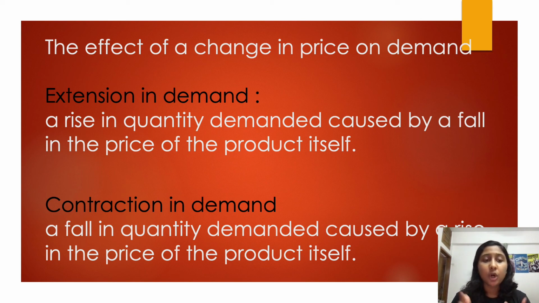Now in contrast, a rise in the price will cause a contraction in demand, which can also be referred to as a decrease in the quantity demanded. Contraction in demand is basically the opposite of extension in demand. Here a fall in quantity demanded is caused by a rise in the price of the product itself. If the sellers increase the price of a product, the quantity demanded decreases. This is what contraction in demand means.